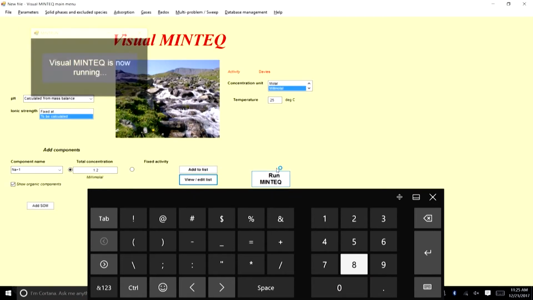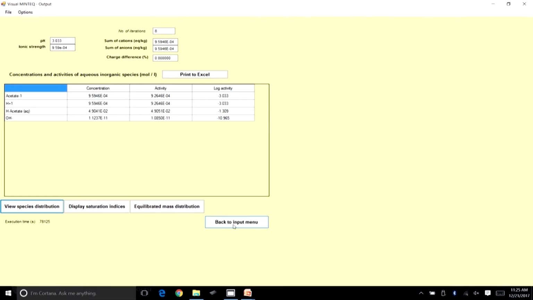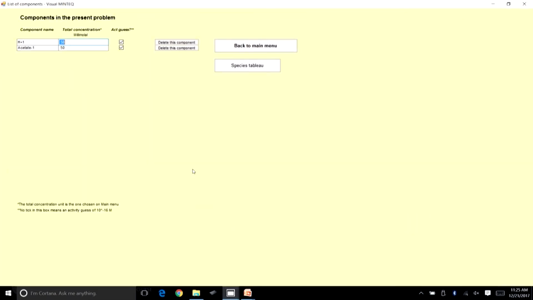I am going to run the Mintech now, and I see that it's relatively reaching pH 3, but not yet. So we'll go with one more trial here. I'm going to go back to the input menu, edit the list, so maybe again go to 100, let's say.